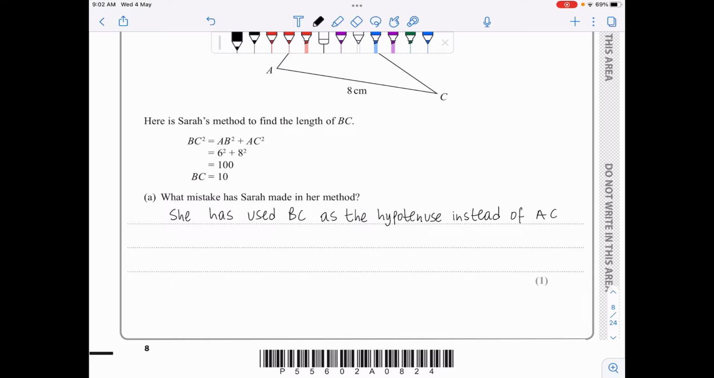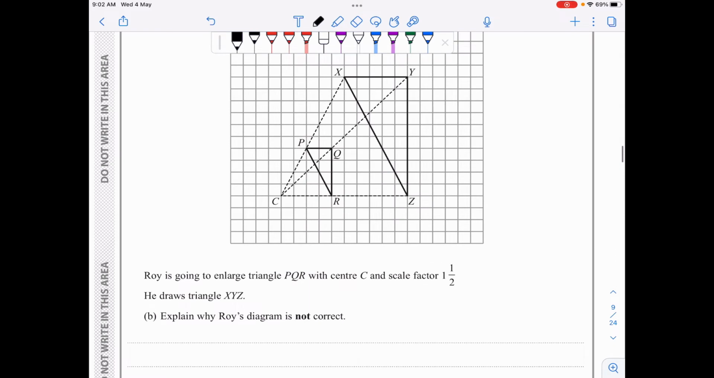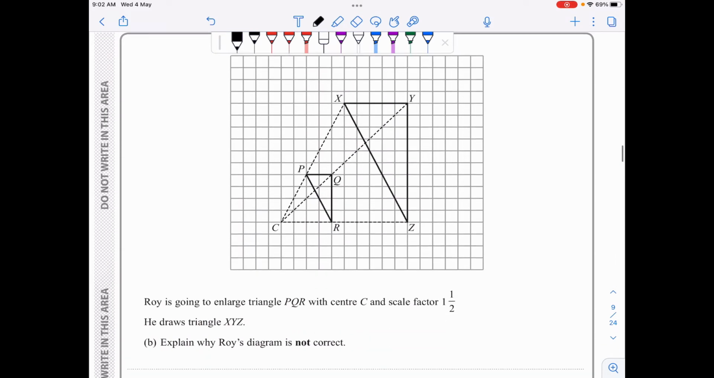That was part A. Now, in part B, we've got Roy, who has an enlarged triangle PQR, center C, scale factor 1.5, and he ended up with triangle XYZ. Obviously, the original thing is the object, and the final thing is the image. And we're being told to explain why Roy's diagram is not correct.